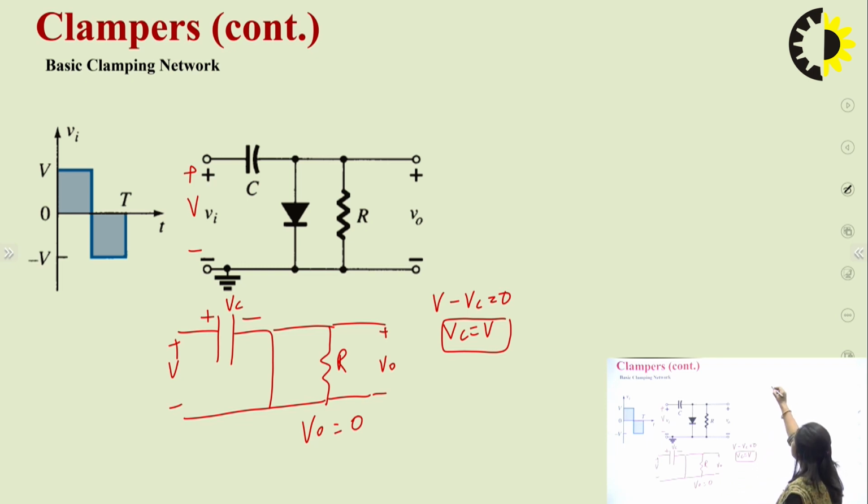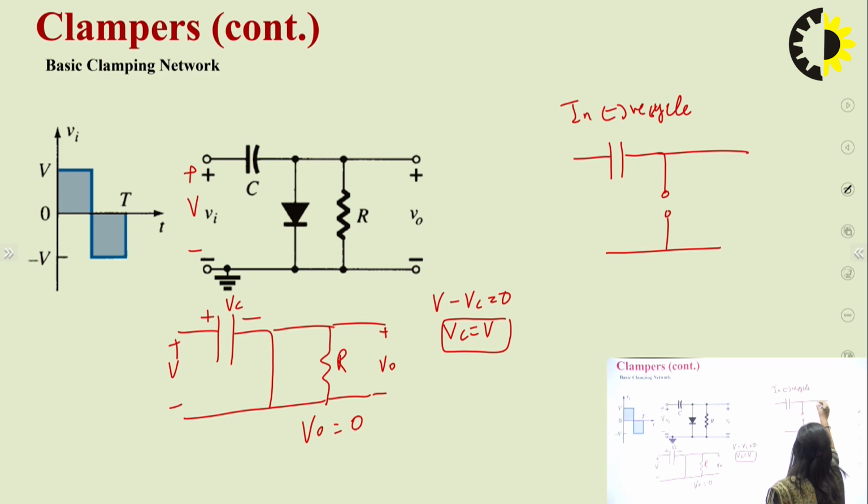And in negative half cycle, this circuit will become like this. The diode will be open circuit and the resistor is there. So V, and this will be minus and this will be positive now, and the capacitor will hold the charge that it has been charged to in the positive half cycle.